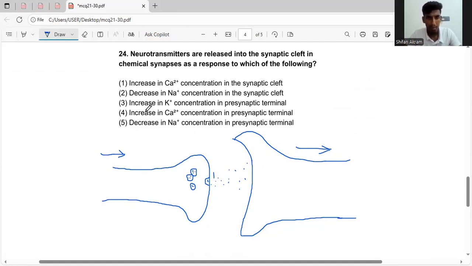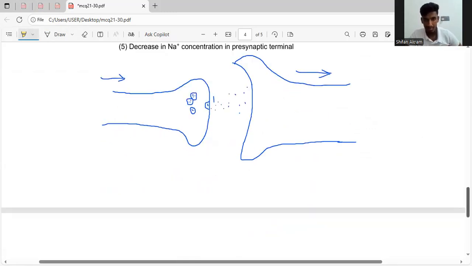Third one, increase in K plus. Again, there is no potassium in the presynaptic terminal. You can eliminate that. And the fourth answer, increase in Ca2 plus concentration in the presynaptic terminal. This is the correct answer because this is the presynaptic terminal and Ca2 plus increases here. I'll highlight it. So that's the answer.